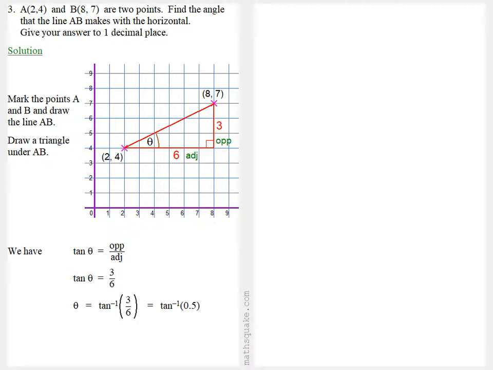So, typing in the calculator shift tan 0.5, we get theta is equal to 26.565 degrees, or rounding it off, theta equals 26.6 degrees.